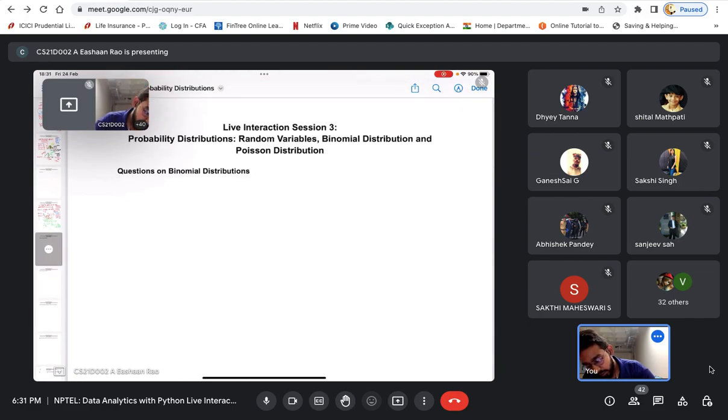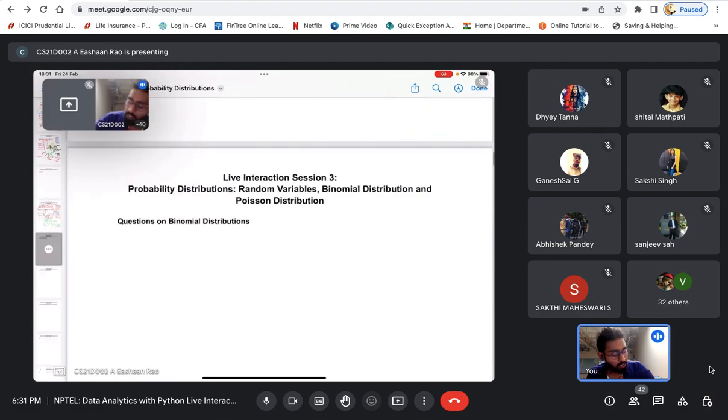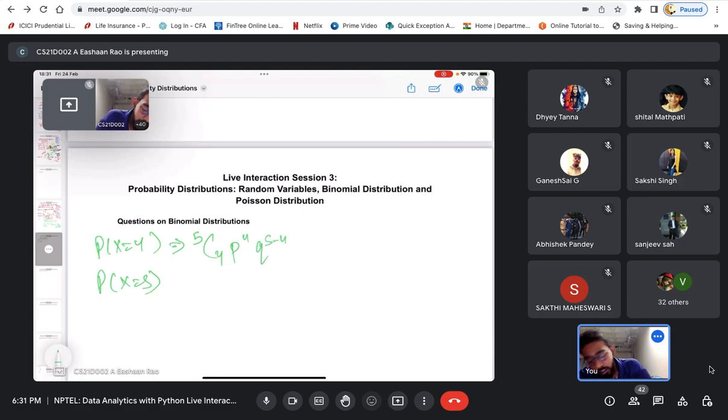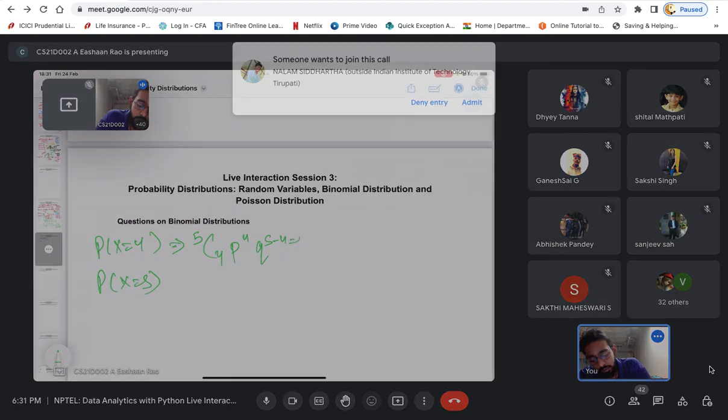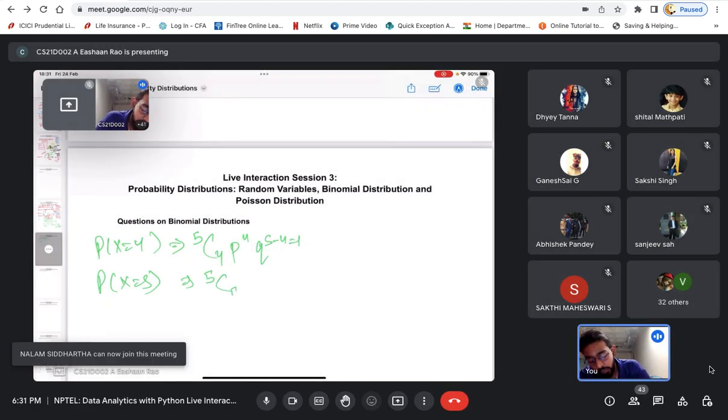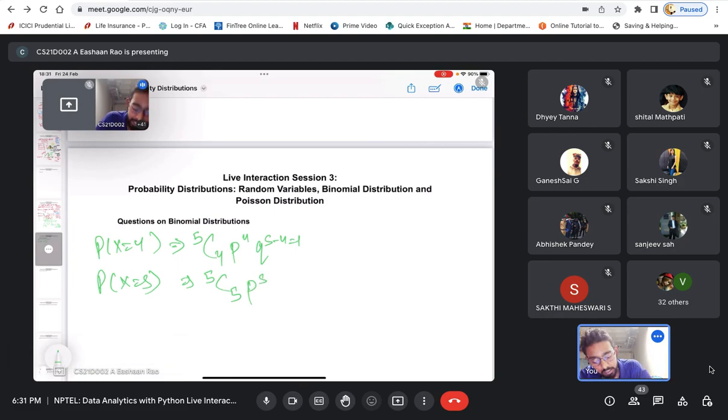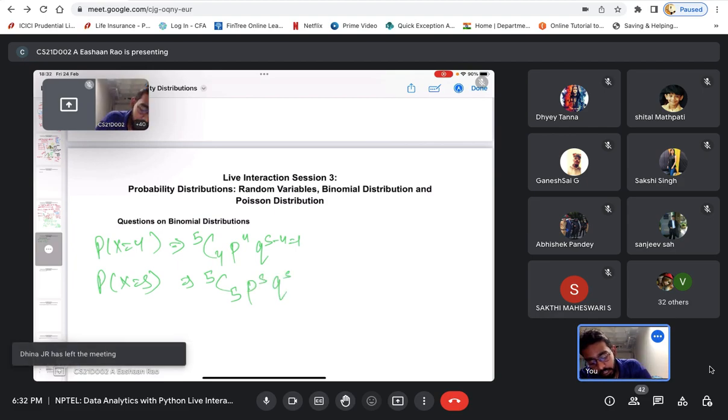Okay. Now similarly, if you calculate for P(X = 4) or P(X = 5), that means you're getting 4 heads or 5 heads. That means you have to do 5C4, where 5 is the number of times your coin is flipping, that is n. The number of heads you want, that is 4, will come here. The probability of getting a head will be raised to 4, and the probability of getting a tail is raised to 5 minus 4 equals 1. Similarly, 5C5, if you want to have 5 heads, the probability of getting a head, that is p raised to 5 and q raised to 0. So this is something of a basic understanding of binomial distribution.